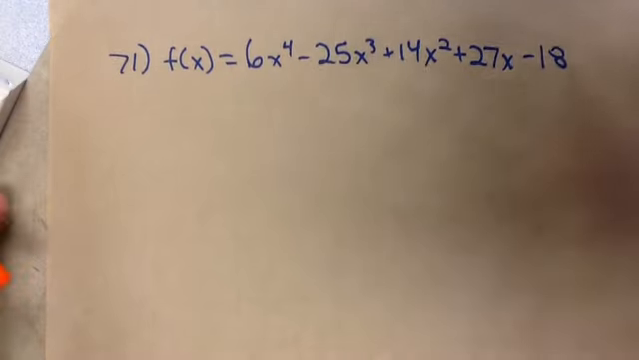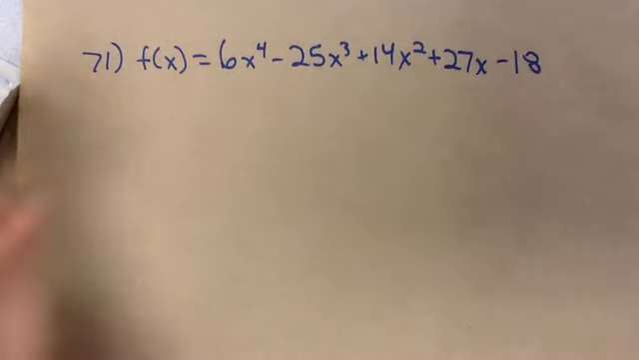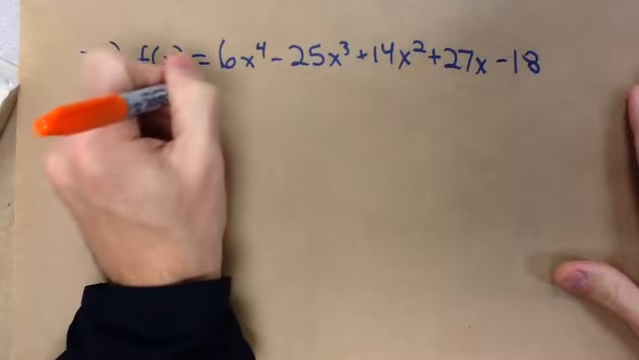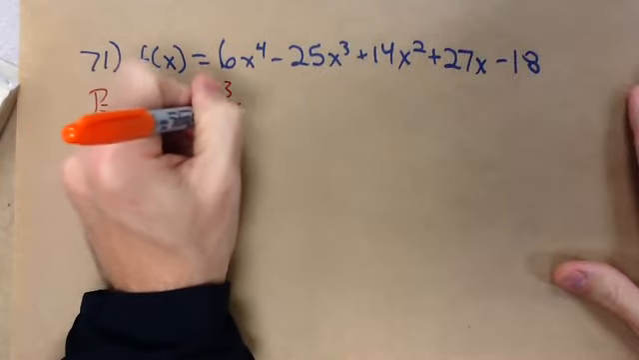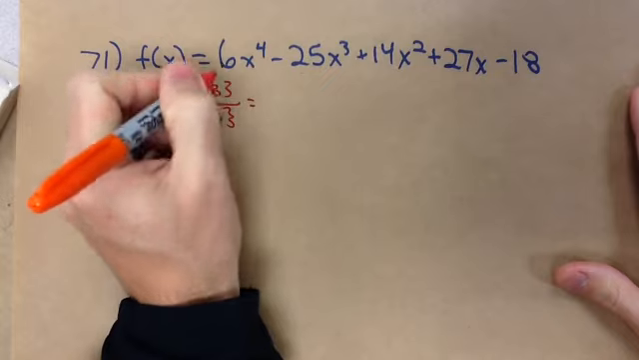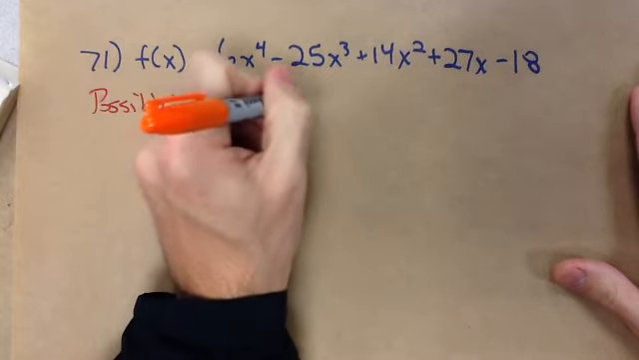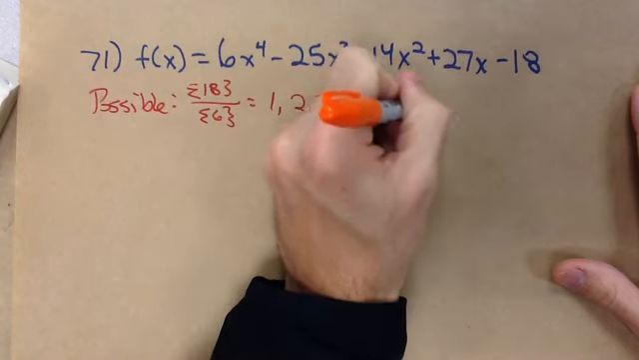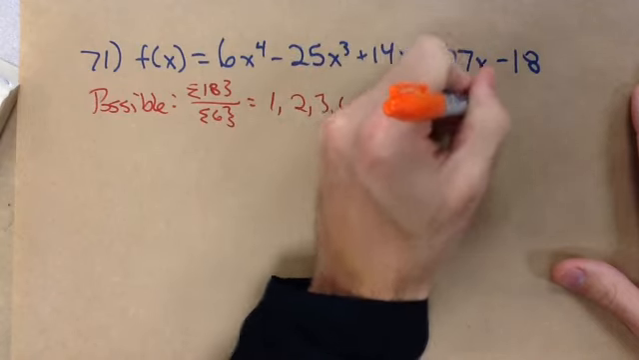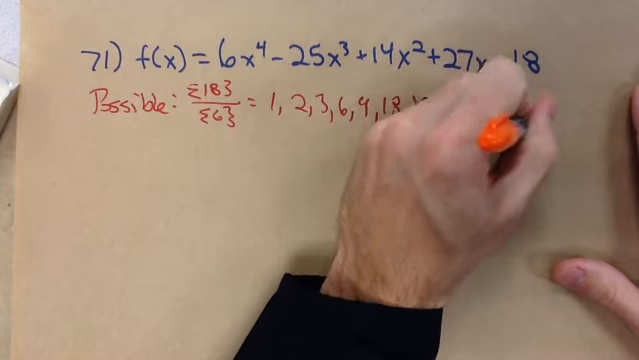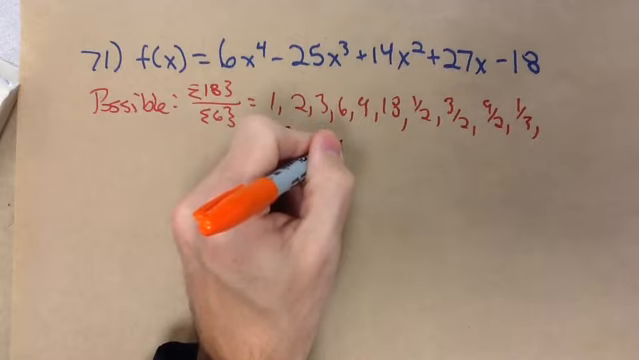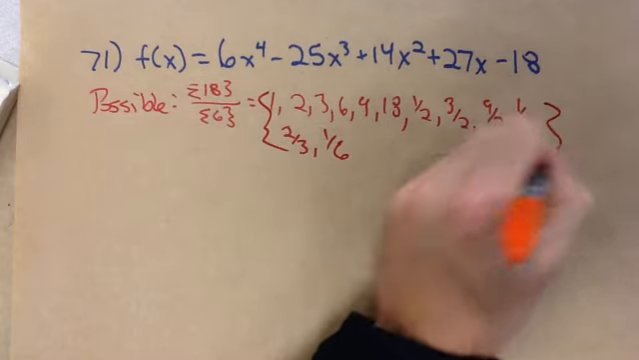Okay, 71. All right, so we are looking at our possibles being the factors of 18 over the factors of 6. And when we write all of these out, we get 1, 2, 3, 6, 9, 18, 1/2, 3/2, 9/2, 1/3, 2/3, and 1/6. All of those are the plus or minus of those.